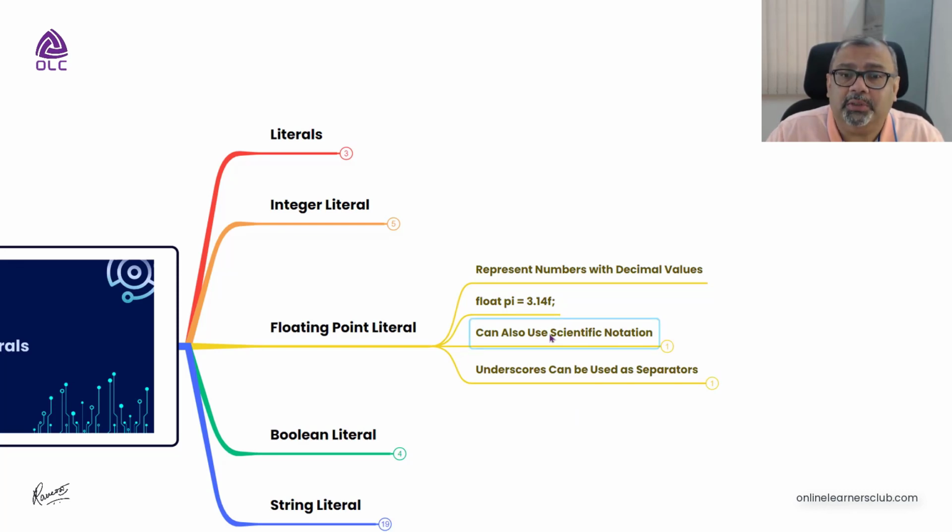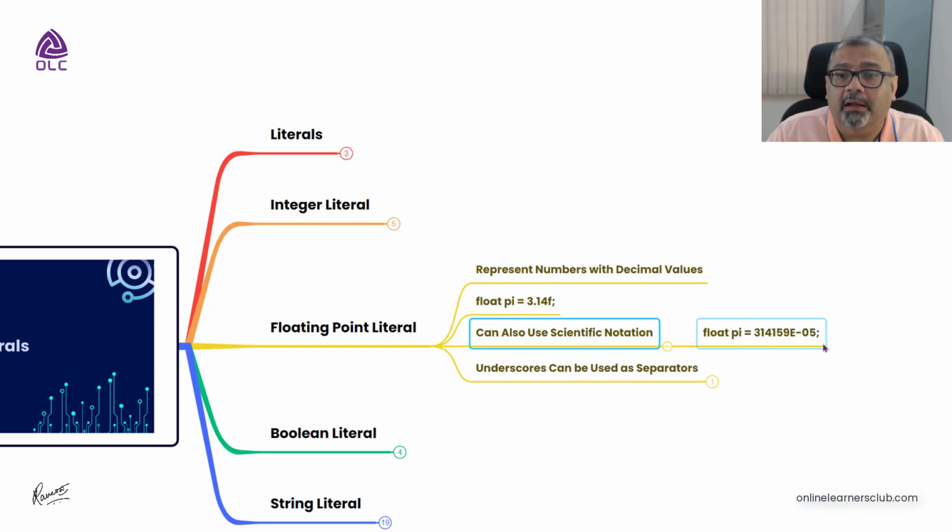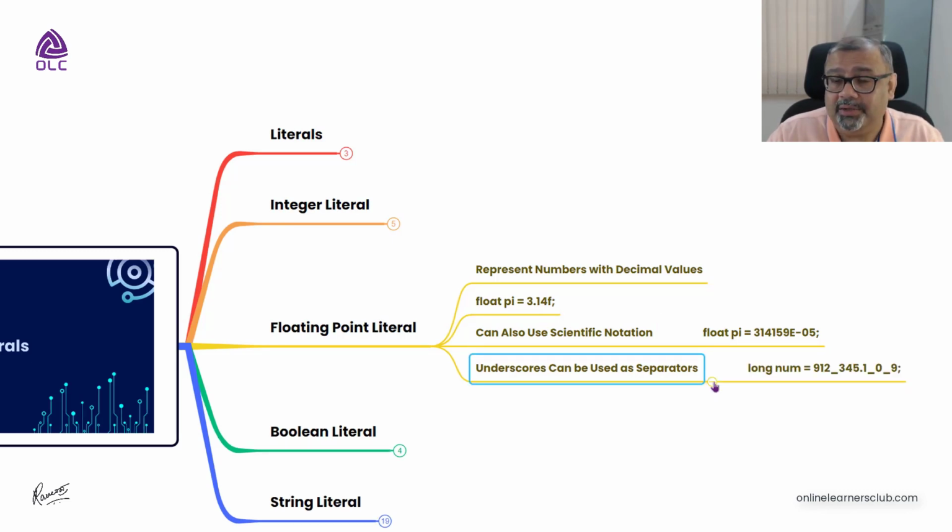Then we can also use scientific notation. For example, you want to represent 3.14 as 314159e-5. So this is also an option. Similarly, we could use underscore here as well. Just like integers, floating point literals can also be separated with underscore.